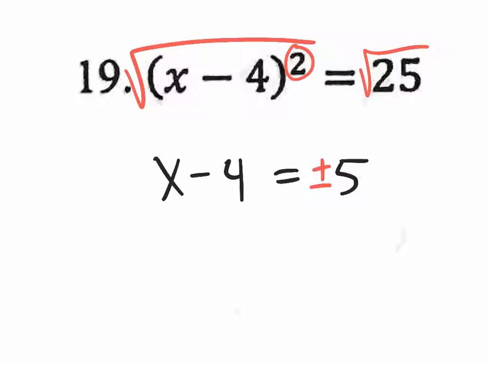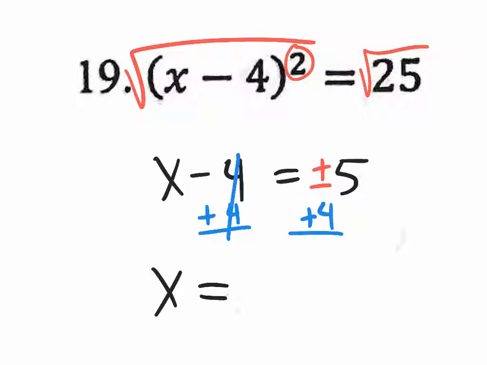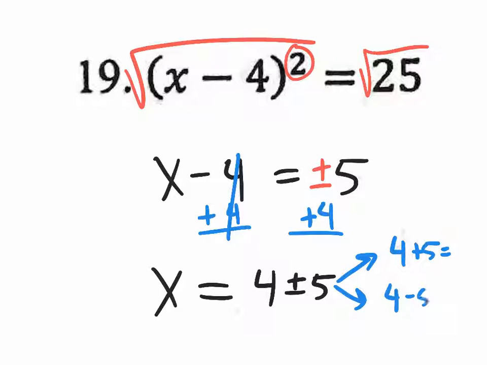So from there, I need to get x by itself. It's still not by itself. I need to get rid of that minus 4 by doing plus 4 and plus 4. Now, it's not a good idea to get the answer yet. It's a good idea to rewrite it and then get the answer. X equals positive 4 plus or minus 5. And now it'll be pretty clear that plus or minus 5 means this: 4 plus 5 and also 4 minus 5. So the two answers to this problem are 9 and negative 1.